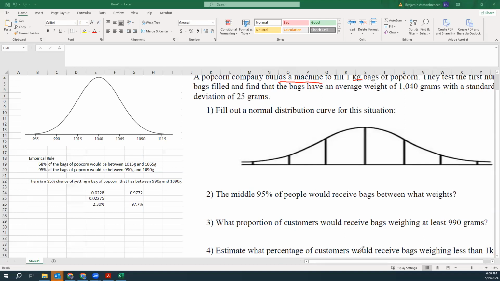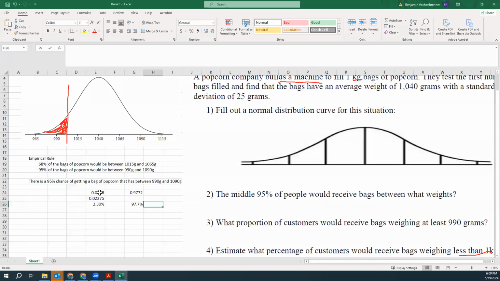So what percentage of customers would get something less than 1K? 1K is not one of our specific lines. It's here, and we're wondering about the percentage of people who are over here. Thinking about this as a proportion or probability, what's the probability that that would happen, or what's the proportion of people who are going to get that? And is that within the risk or tolerance that I'm willing to accept?